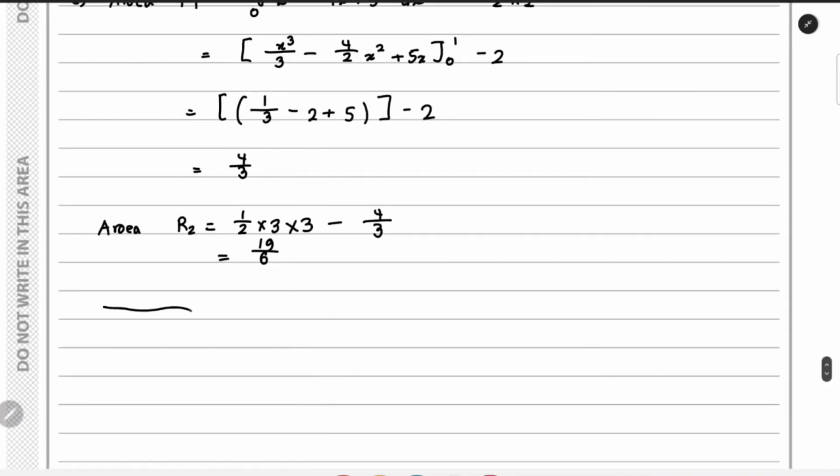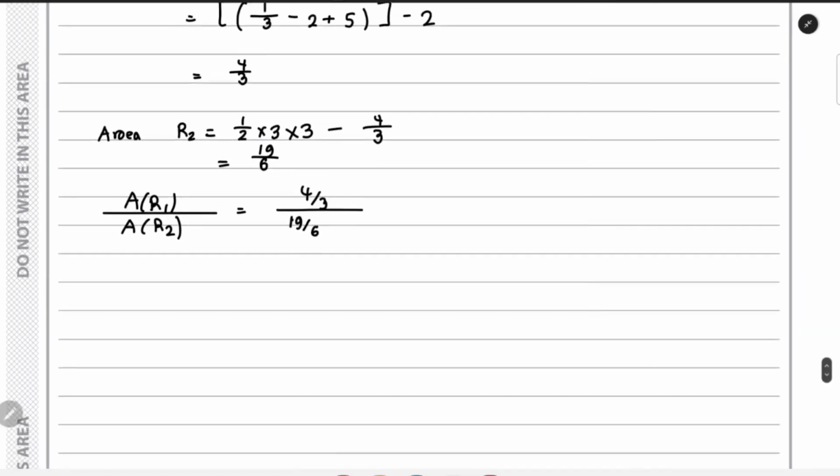And now we have to find the ratio of area R1 to R2. So A of R1 divided by A of R2, which is 4 by 3 divided by 19 by 6. If we calculate, this comes out to be 8 by 19.